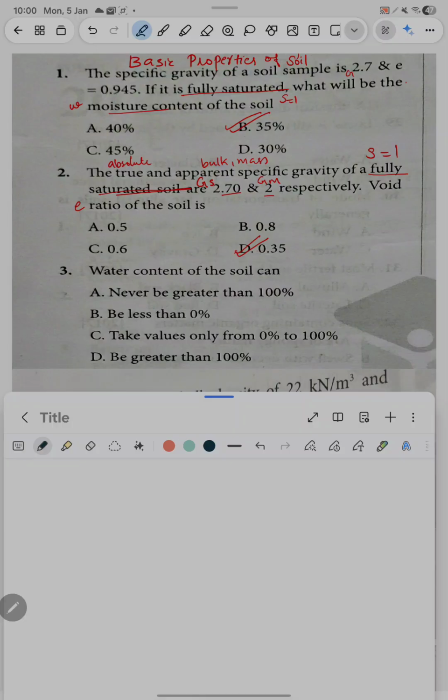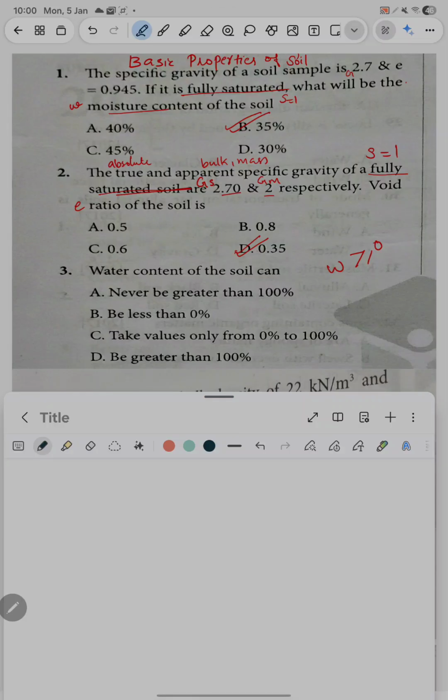Okay. Next question. Water content of the soil can: never be greater than 100, be less than 0%, take values only from 0 to 100, or be greater than 100%. So water content of the soil, we studied, the range is greater than or equal to 0, isn't it?